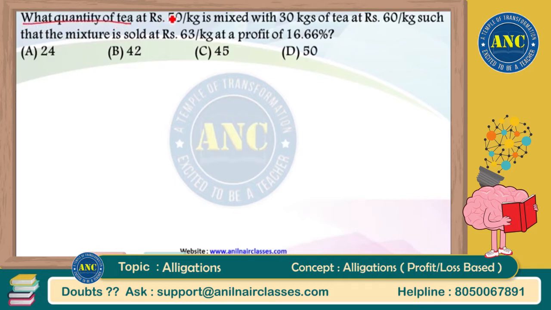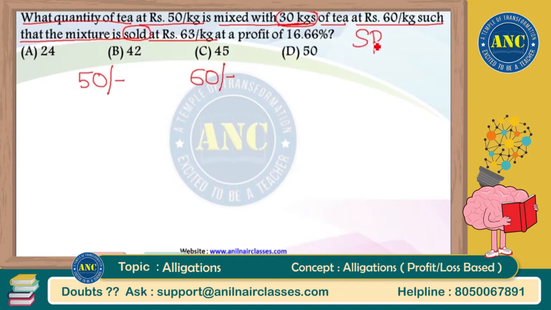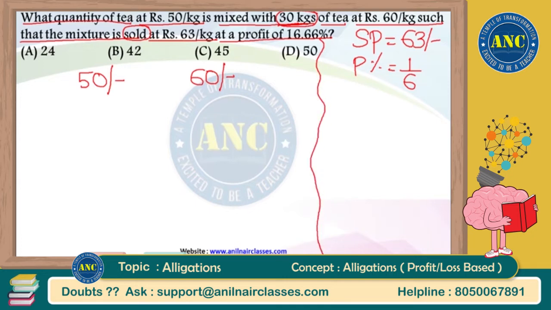What quantity of tea at 50 rupees per kg, first parameter is 50 rupees per kg, is mixed with 30 kgs of tea at 60 rupees per kg. Second parameter is costing 60 rupees per kg and the quantity of the second parameter is given as 30 kg. That we will check at the end anyway, no issues. So that the mixture is sold at 63 rupees per kg. Selling price is given as 63 rupees per kg at a profit of 16.66 percent. Profit percentage is 1 by 6. 16.66 is 1 by 6, which I already taught in multiple classes.